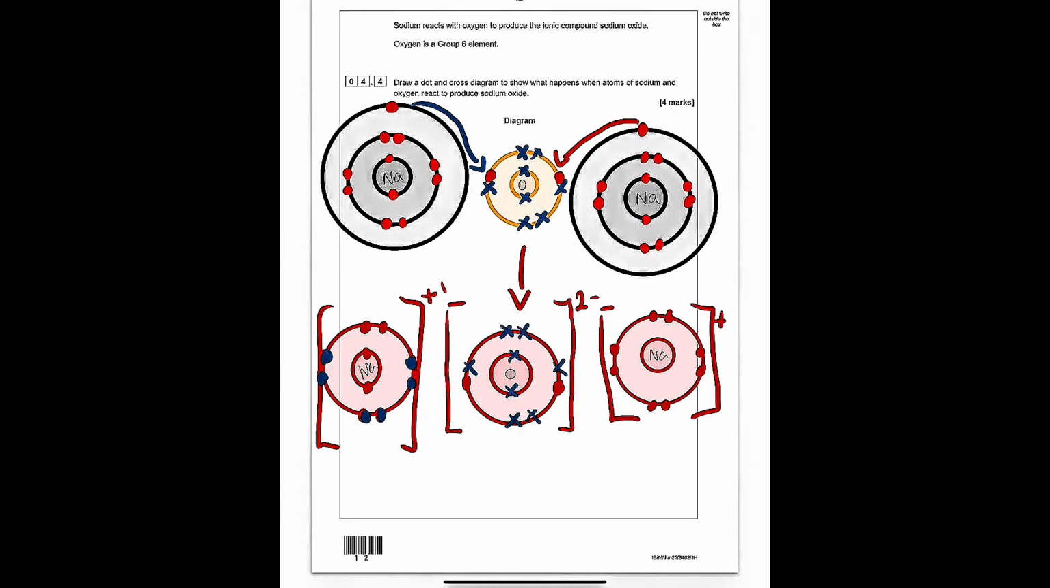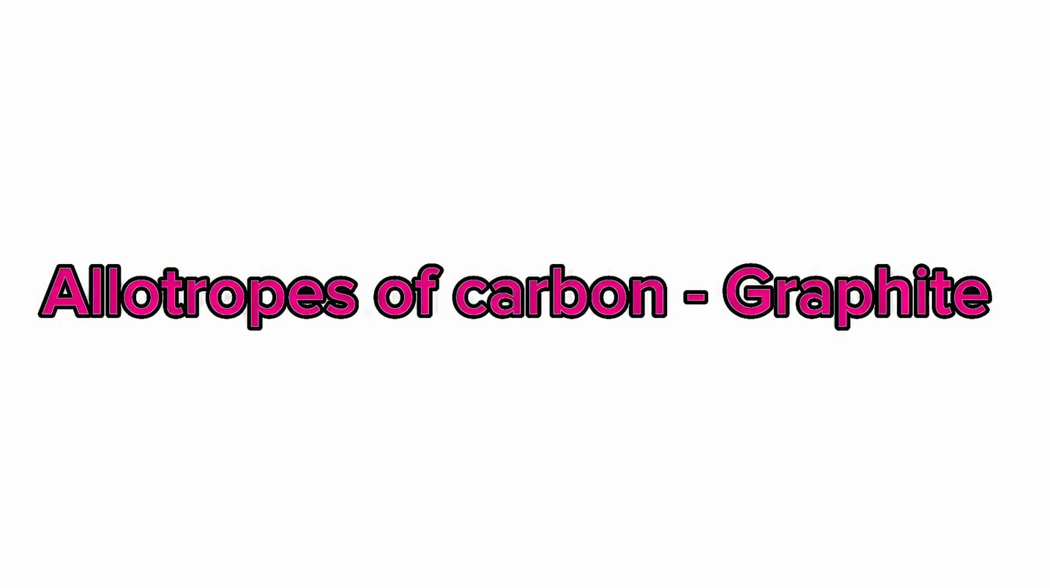This is all you need to do for this question. So you just need to draw a dot and cross diagram to show what happens when atoms of sodium and oxygen react to produce sodium oxide. So here at the top are the atoms, and this is how they become ions. Okay, so this will get you a full 4 marks. This is a very popular question that does come up. It is a predicted topic. It may or may not come up, but at least you know how to do it now. And I really hope it has been very helpful. And I'm going to go on to the next topic now.